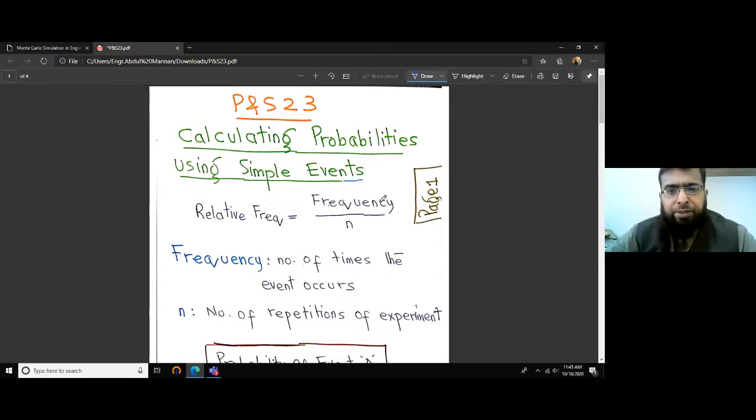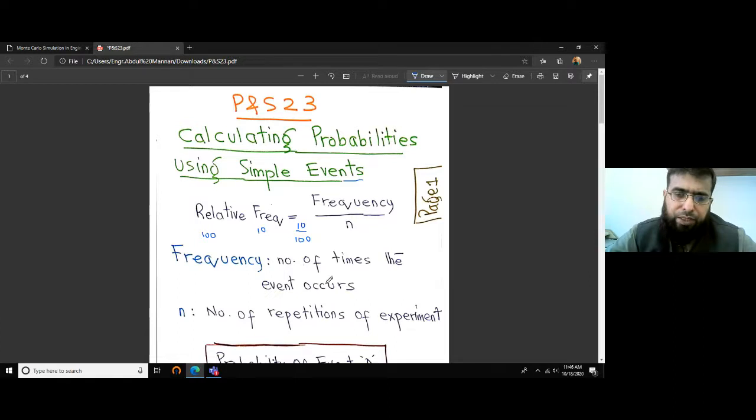For example, if we roll a die and we want to know the frequency of the number of times I got a one on the die. If I roll a die, maybe 100 times, and I get a one 10 times, the relative frequency would be the 10 times that I get the number one divided by the total number of times I rolled the die, 10 over 100. That would be the frequency over n, the relative frequency.